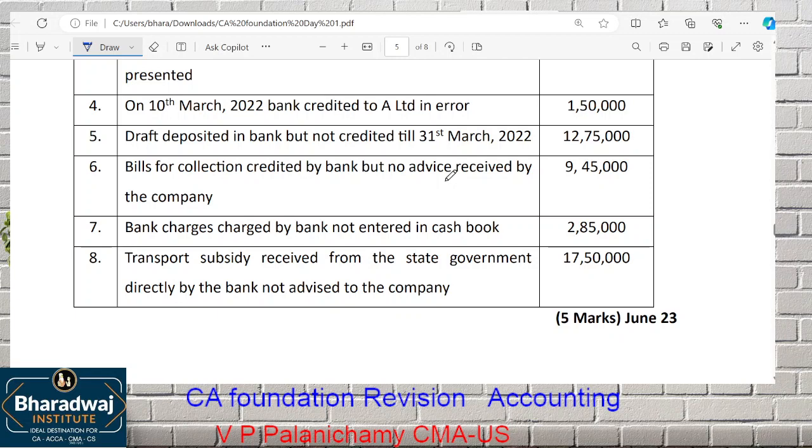Bills for collection credited by the bank, but no advice has been received by the company. They have sent the bills, the bank has collected, but they have not yet informed the customer. Bill sent for collection. Bank has collected the money, not informed to the customer. Let us assume you are the company's accountant. You have sent bills for collection. Okay, the bank has collected it. But I did not tell you that we have collected it.